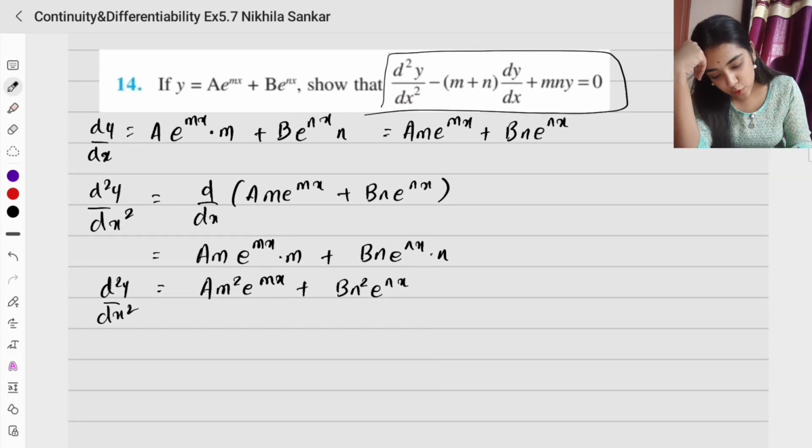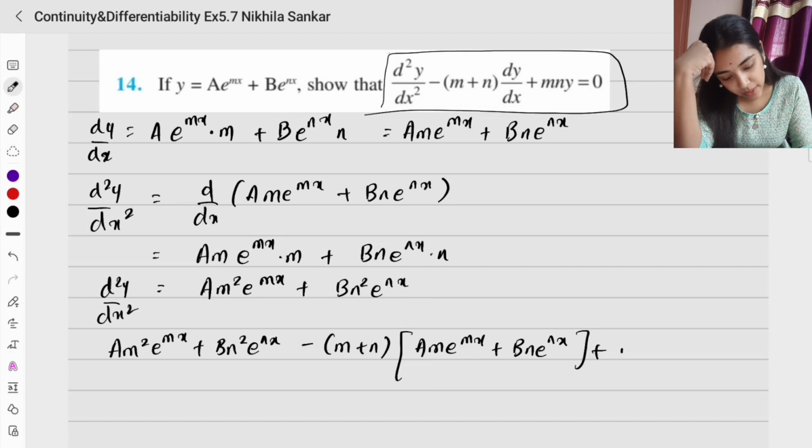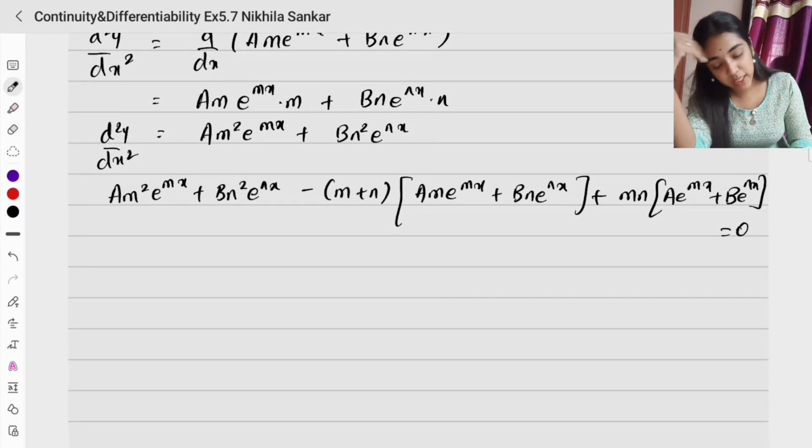So if I substitute this one by one, I'll have a m square e to the mx plus b n square e to the nx minus m plus n times dy by dx, which is a m e to the mx plus b n e to the nx, plus m n y. What is my y? The given question, a e to the mx plus b e to the nx. This is equal to 0, which we have to prove.